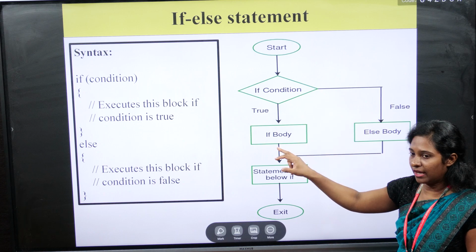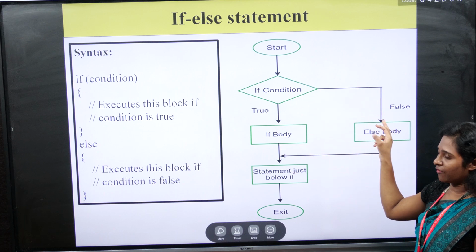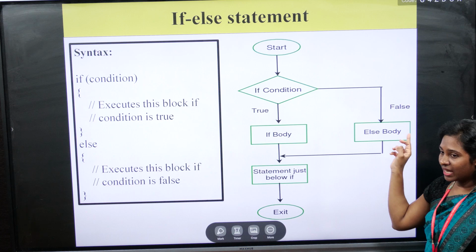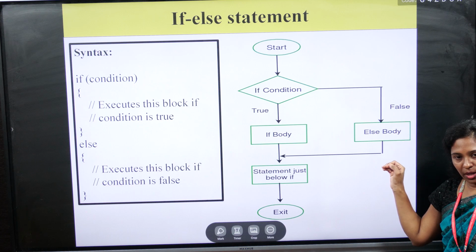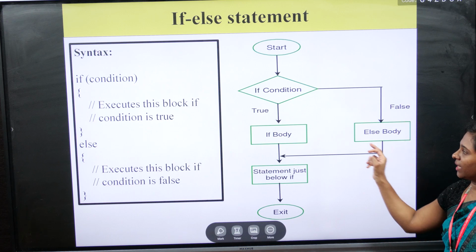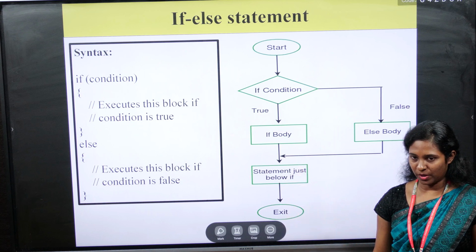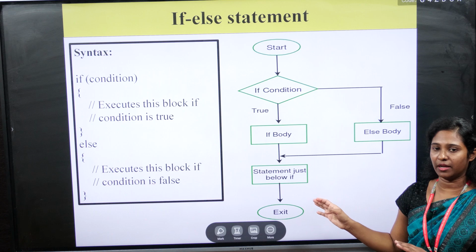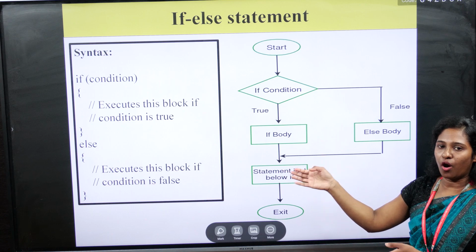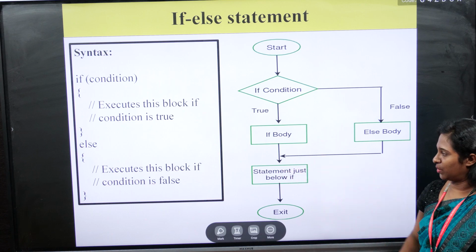If the condition is false, we do not enter the if body. We just come out of the if body, and then we have the else body there. Execute the statements of the else body, and then come out of the else body and execute the remaining statements of the program. So in this category, either the if body or the else body will be executed.